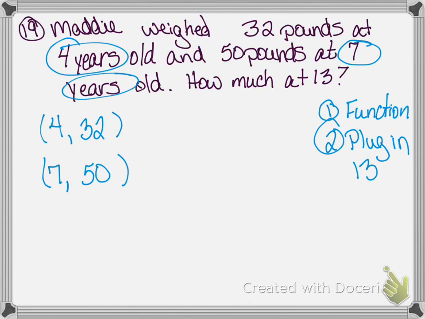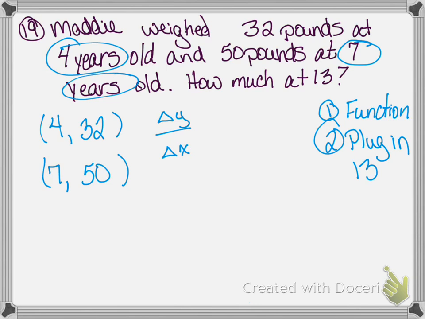Okay, so getting the correct ordered pairs is very, very important for solving this problem. At 4 years old, she weighed 32 pounds. At 7 years old, she weighed 50 pounds. So 4 and 7 are my x values, 32 and 50 are my y values. So I'm going to find my slope. That's change in y over change in x.